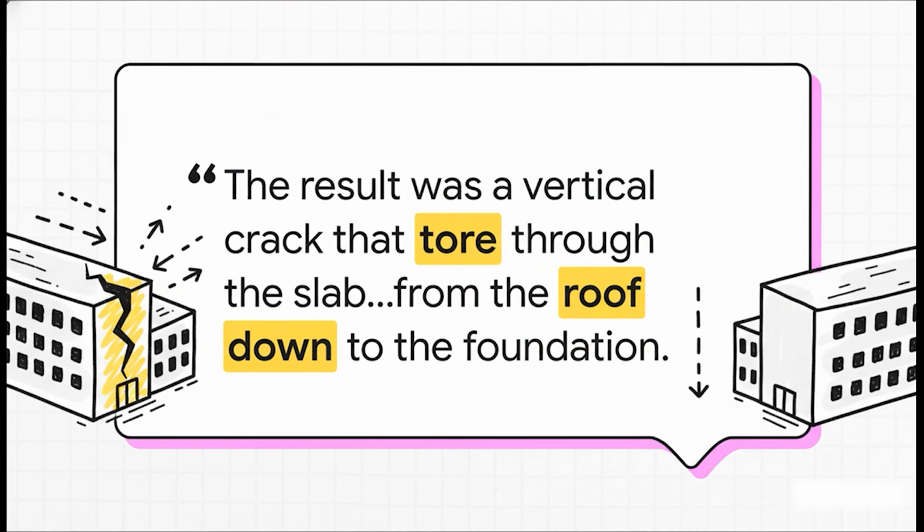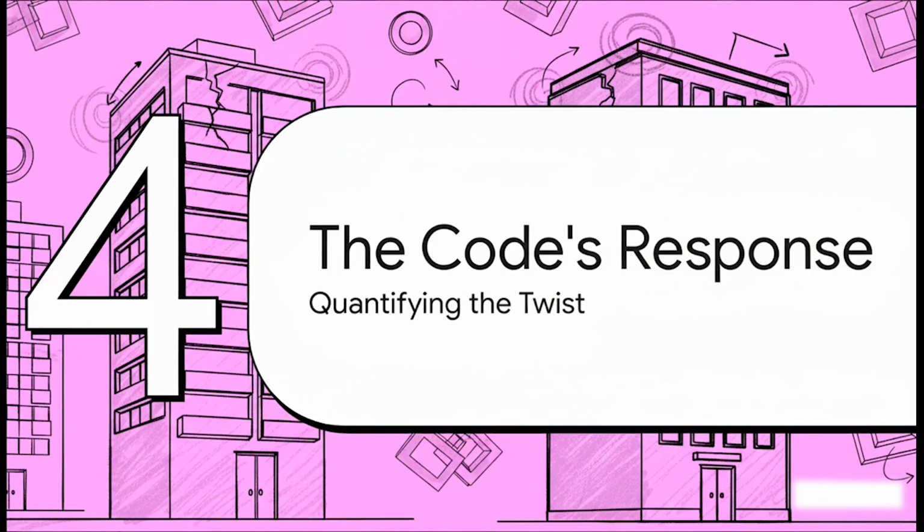A school building with a classic L shape showed the re-entrant corner problem with terrifying clarity. The two wings shook out of sync, and all that stress was focused right at that inside corner. The result? A massive crack that ripped through the structure from the roof, through the slabs, all the way down to the foundation. And the really heartbreaking part is that a simple seismic separation gap could have saved the entire building.